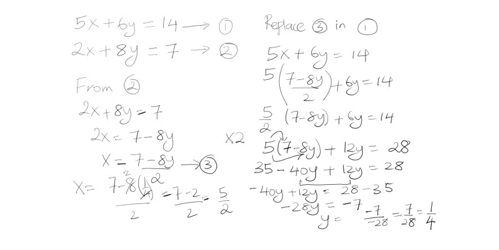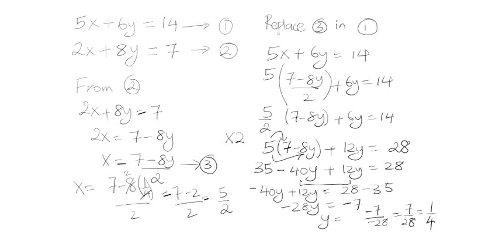So we have two equations, equation 1 and equation 2. And we need to solve it simultaneously. There are two ways to solve simultaneous equations. The first one is by elimination, where you try to eliminate the x or the y.